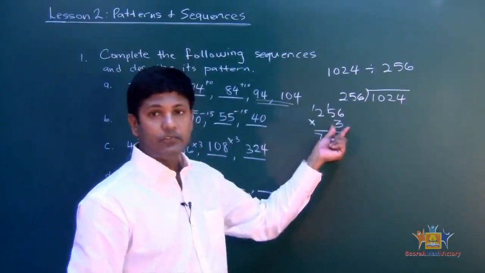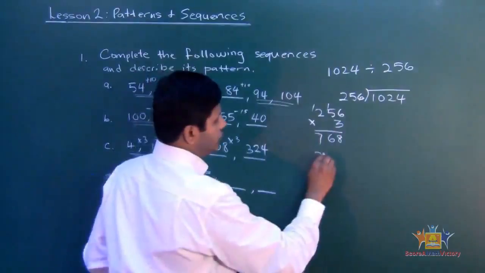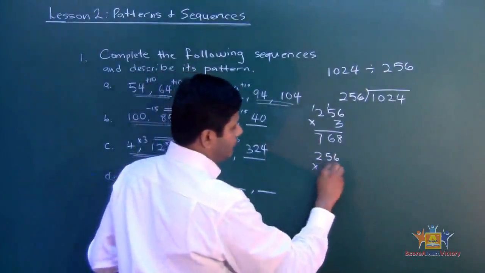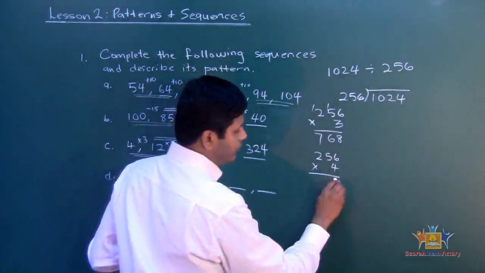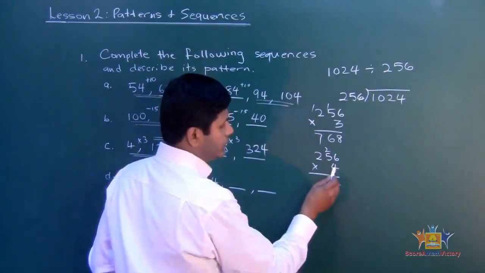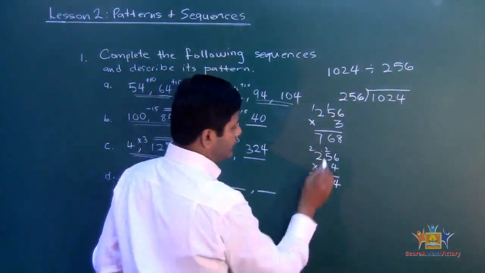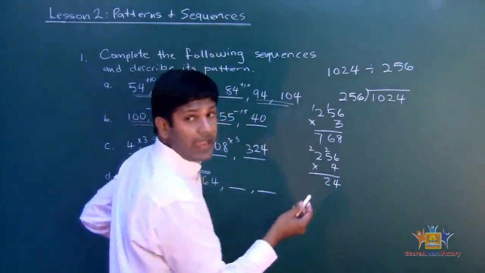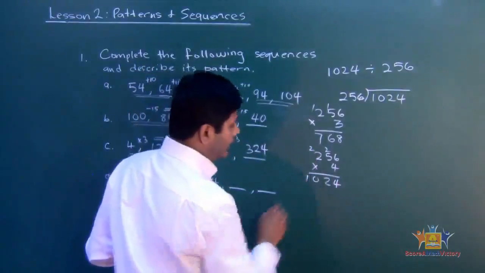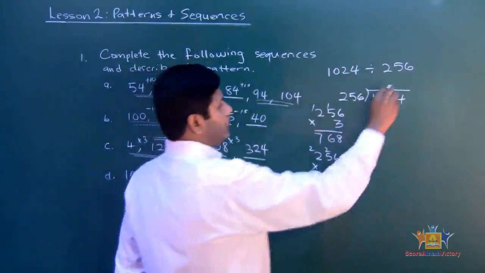So we can increase this to 4. Let's try 4. 256 times 4. 4 times 6 is 24, 4 carry 2. 4 times 5 is 20, plus 2 is 22. So I carry the 2, put the 2 here. 4 times 2 is 8, plus 2 is 10. Look at that. So that means 4 works.